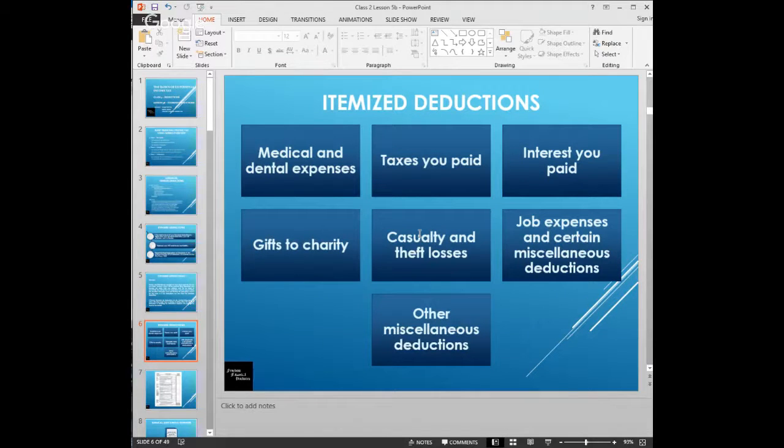When you do itemize, there's a lot of different things that you can take, quote, off on your taxes. Medical and dental expenses if they exceed a certain threshold. Any taxes that you paid if they qualify. Interest you paid if it qualifies. Gifts to charity if they qualify. Casualty and theft losses. Job expenses and certain miscellaneous deductions. And then we're going to go through this in detail.